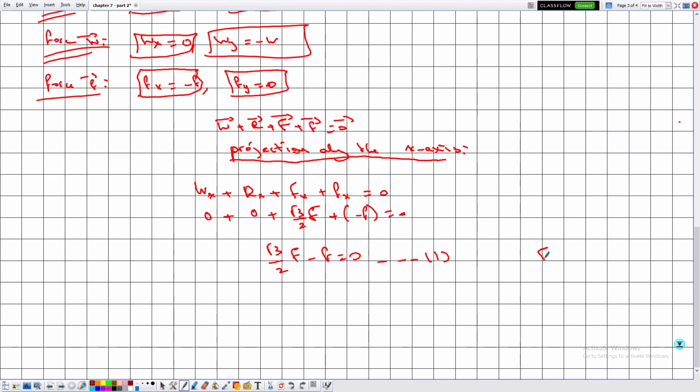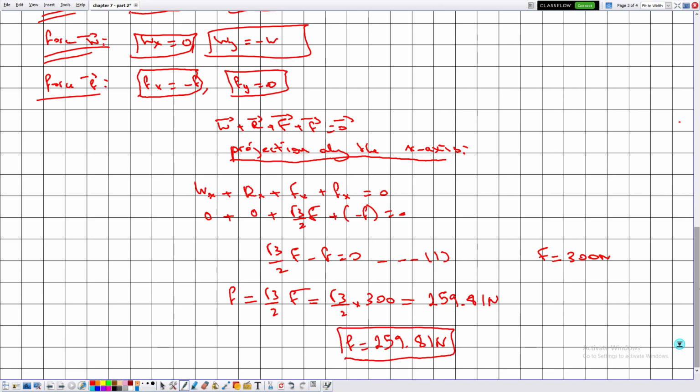So capital F is given by 300 newtons. In this case, there is no need to project along the y-axis, because we already know the value of F. As for small f, it is given by root 3 over 2 capital F, which is equal to root 3 over 2 times 300. Plugging this into the calculator, this is given by 259.81 newtons. So f is given by 259.81 newtons. So this is it for part 1.